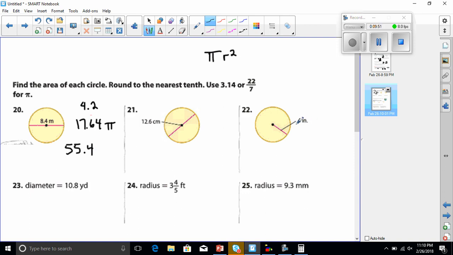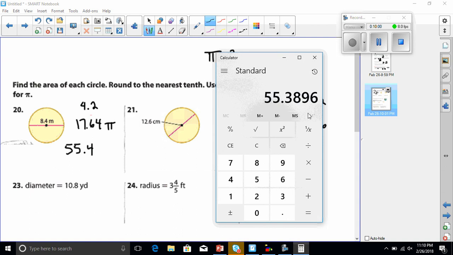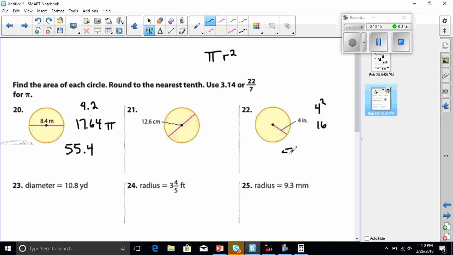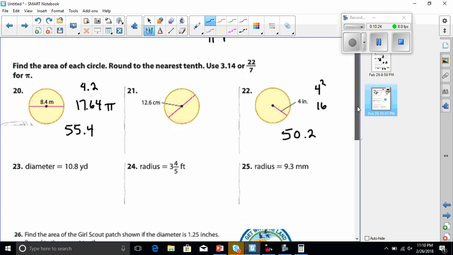This time they give us the radius. And 4 squared, well, that's 4 times 4. That's going to equal 16. So now we just have to multiply 16 by 3.14. Let's see. 16 times 3.14 equals 50.24. And since we're rounding to the nearest tenth, this is going to be 50.2. All right, let's go to number 24 now.